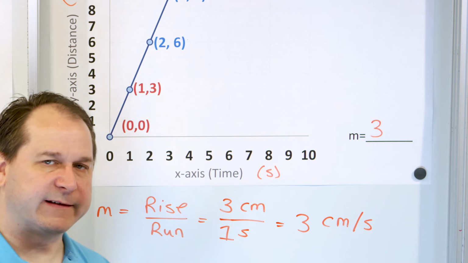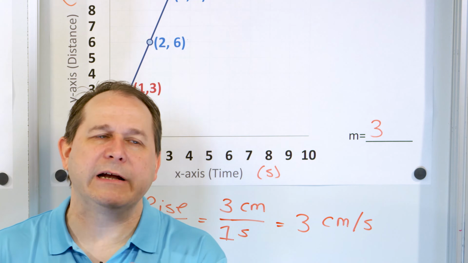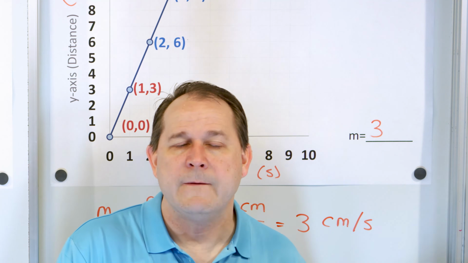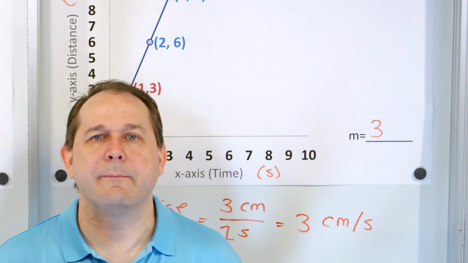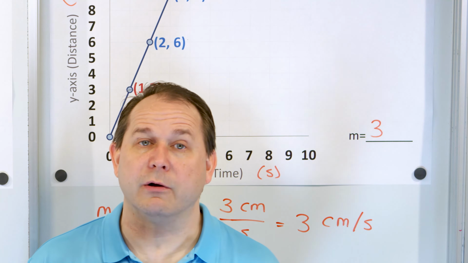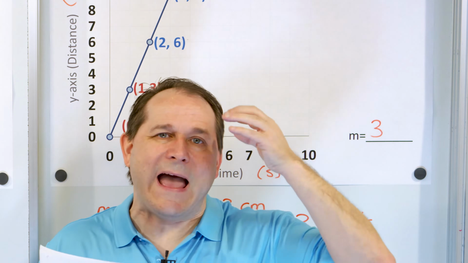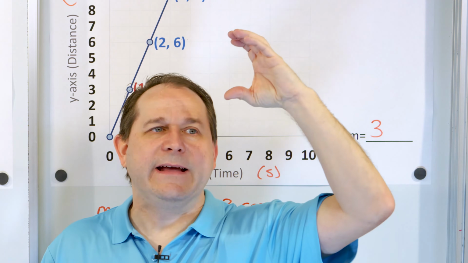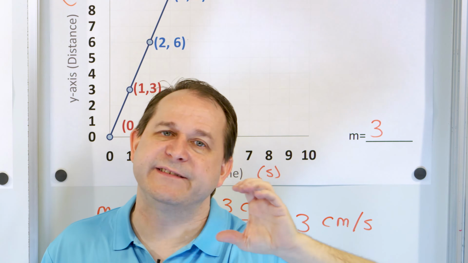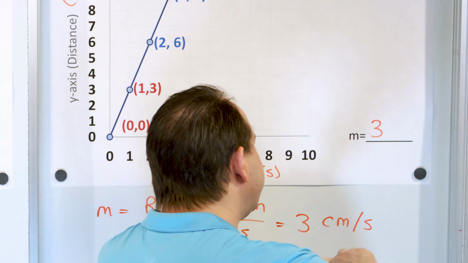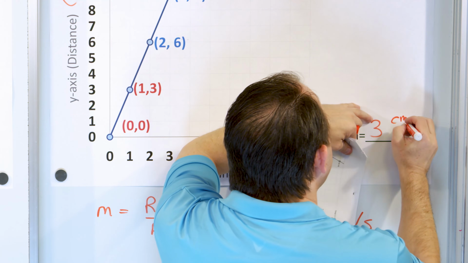So when you find the slope, it's always going to be some kind of unit that you're familiar with. When you're driving a car, it's kilometers per hour. A spaceship might be in thousands of kilometers per hour, thousands of kilometers per second even, right? So when you have a rise divided by a run, it's some unit divided by some unit. So what you're going to get is some kind of rate. So here it's 3 centimeters per second.